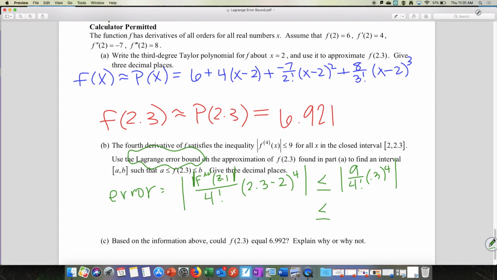Wait, how do we know our max derivatives? They give you no information about the function. They have to give you that. What do we get? Okay, we get 0.003. Could f of 2.3 equal 6.992? No. Too big.